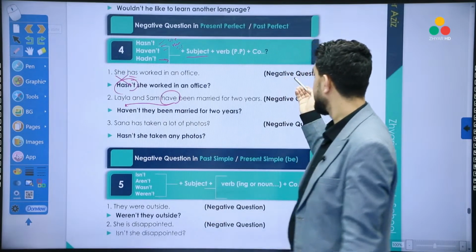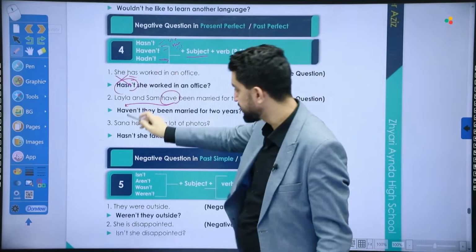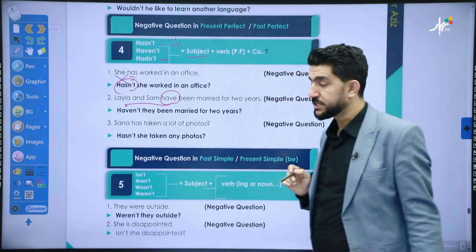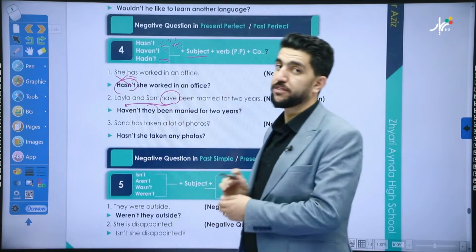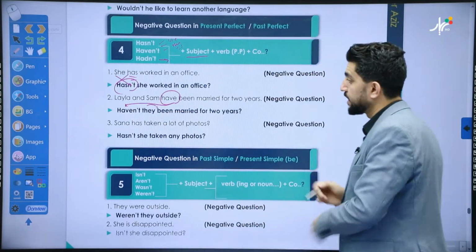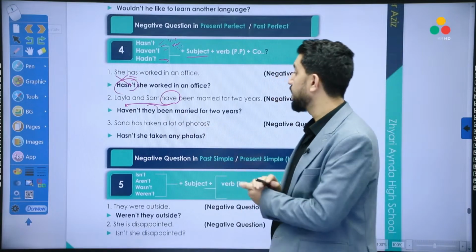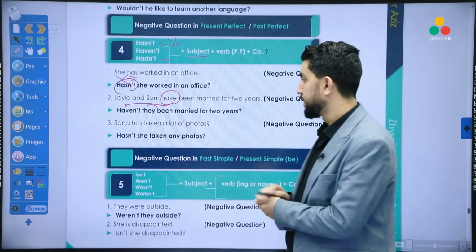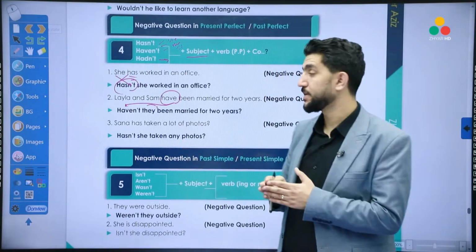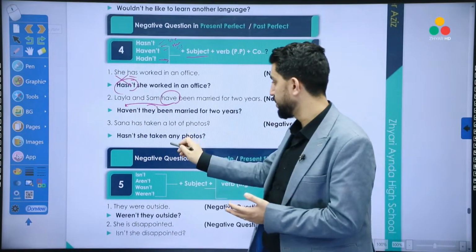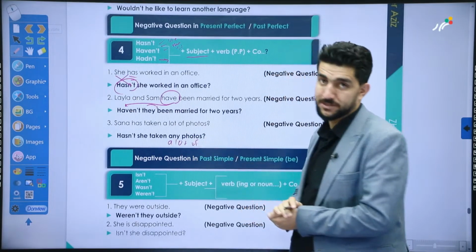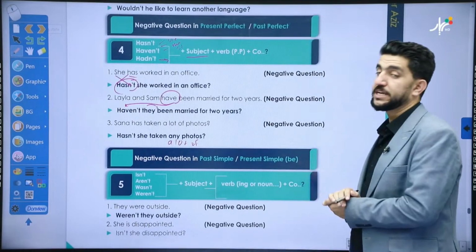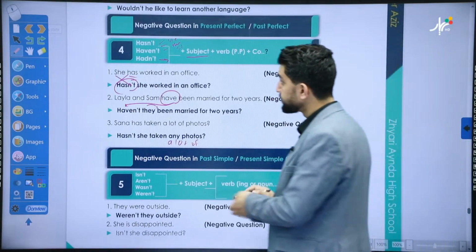Since we have a negative question, we say, "Haven't they been married?" Layla and Sam, we say they. Haven't they been married? Sana has taken a lot of photos. Hasn't she taken a lot of photos or any photos? Even "a lot of" is also correct. Okay? Hasn't she taken any photos?